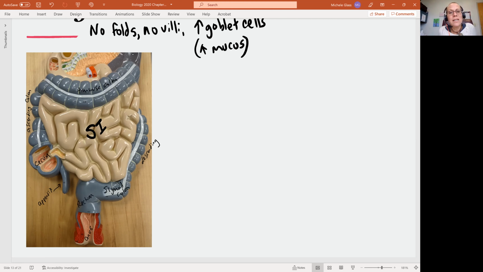There's a little bit more detail to the anatomy of the large intestine that you should be picking up in your lab class. I'm not going to go into that for lecture.